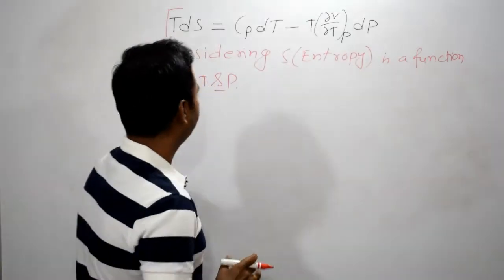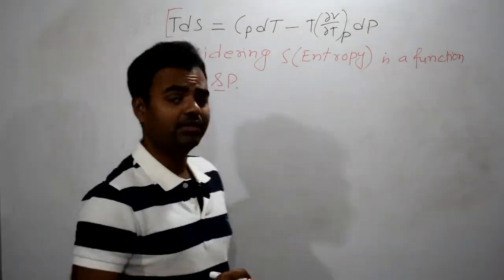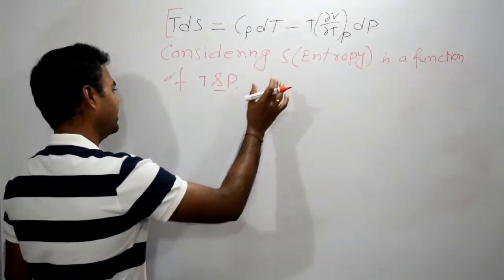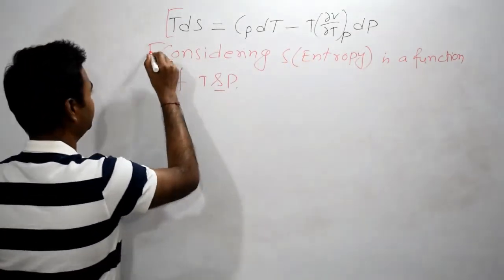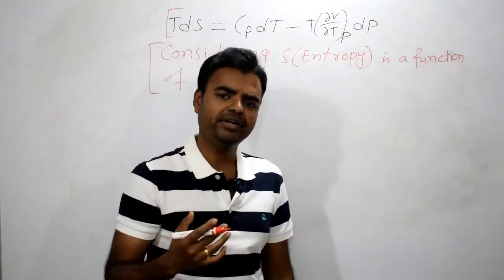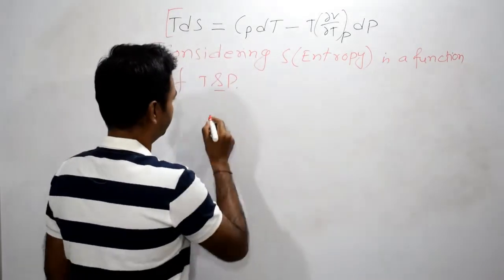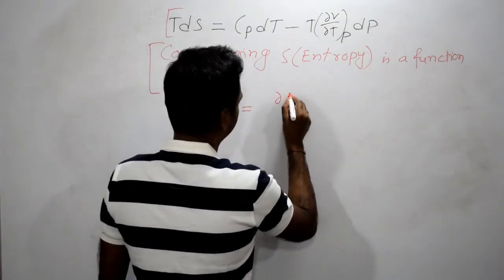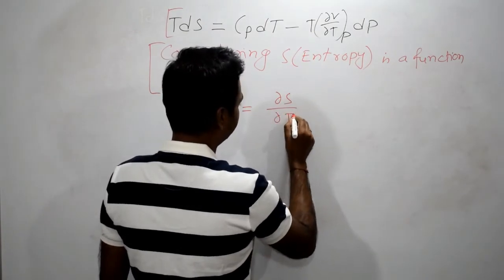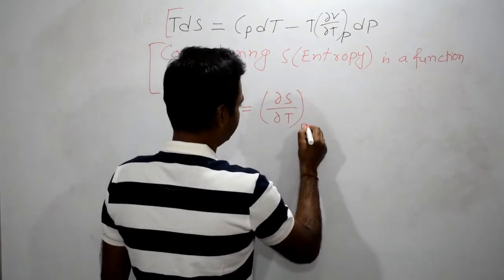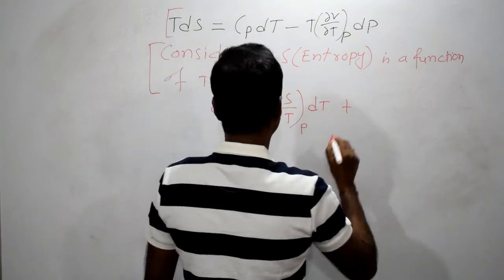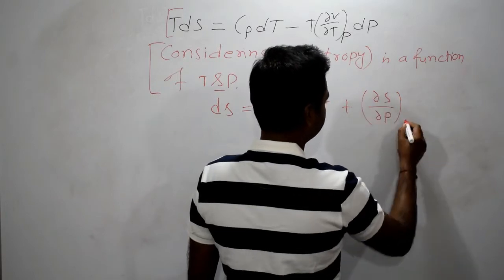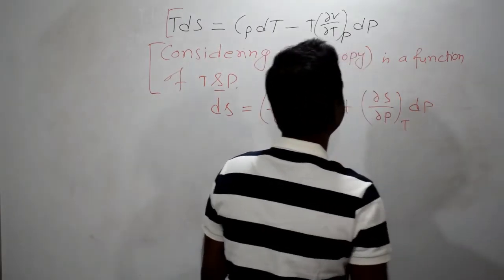Alright, now here we got something important and amazing that I wanted to share with you. What is that? We can write this consideration in mathematical form. How? Let me write that down. dS is equal to (∂S/∂T) at constant pressure dT plus (∂S/∂P) at constant temperature dP.